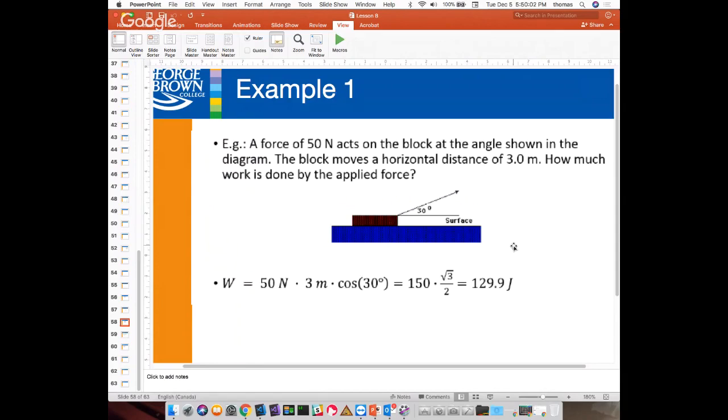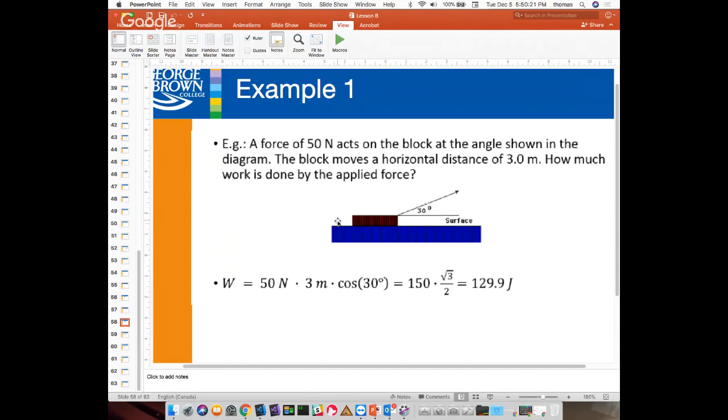So let's say here's the question that you might get on the test. A force of 50 newtons acts on a block at the angle shown in the diagram. So you see that there's 30 degrees. And the block moves a horizontal distance of 3 meters, so from here to here. So this is the surface of the diagram, and this is really the boundary of your system.